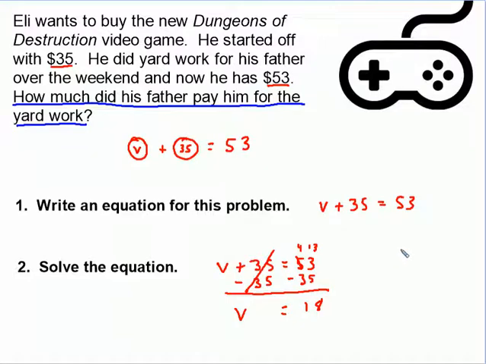And we can check our answer. We'll substitute in 18 for our v. 18 plus 35 is equal to 53. And 35 plus 18 is 13, 4, 5. And yes, 53 is our answer.